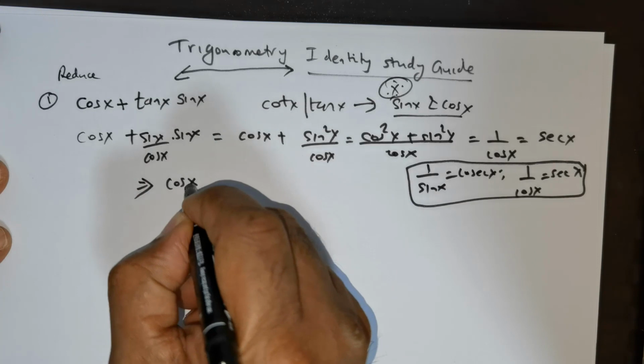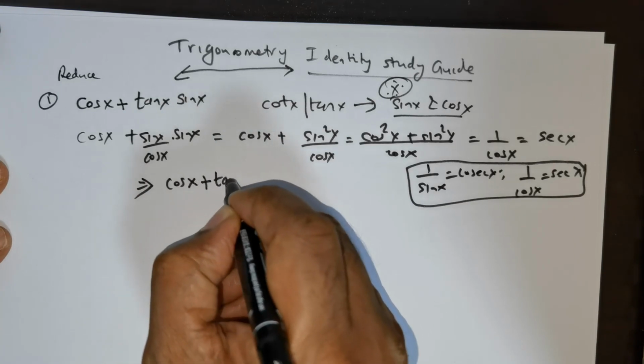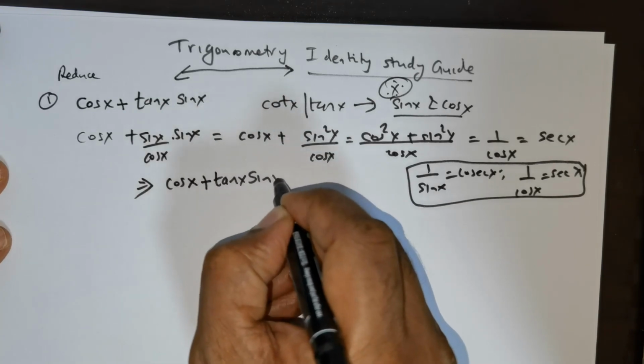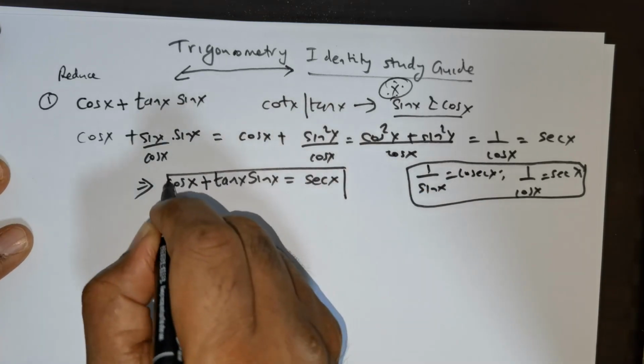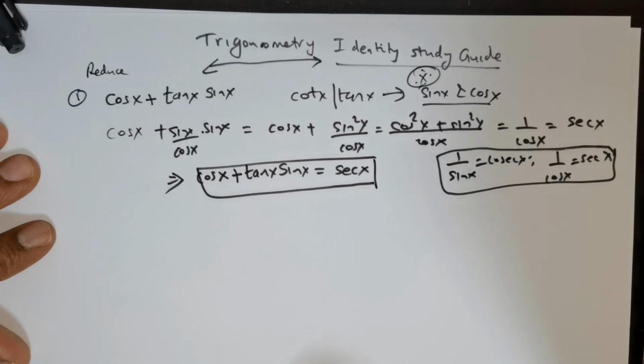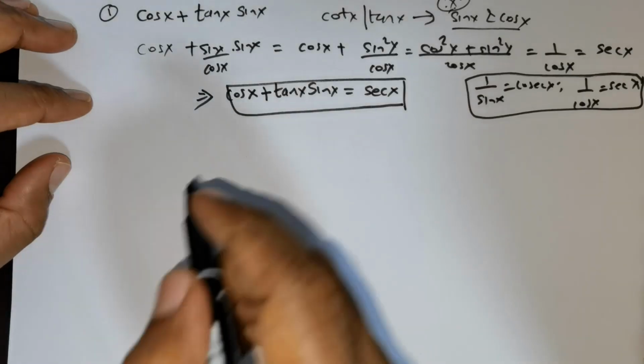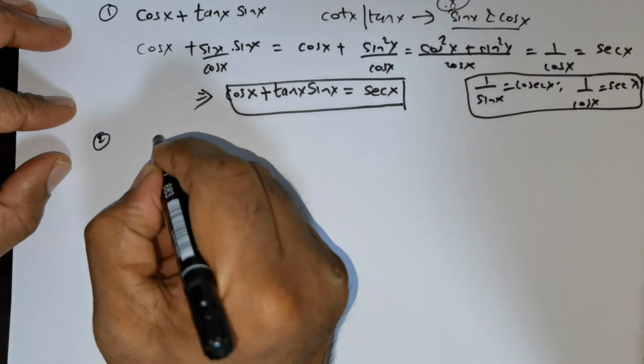What is the identity? Cos x + tan x times sin x is equal to secant x. So you can actually box the result. So let's go on to the next one. So this is question number 2.